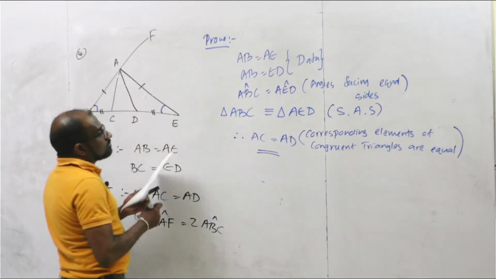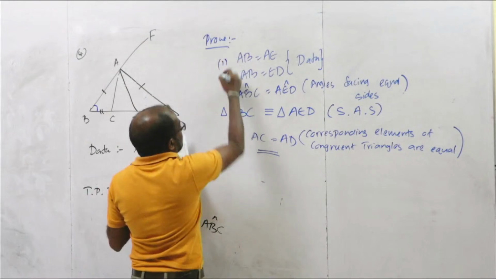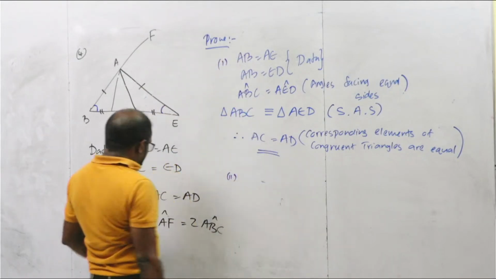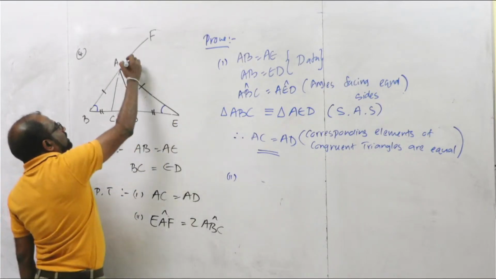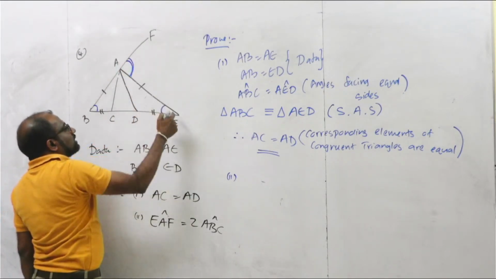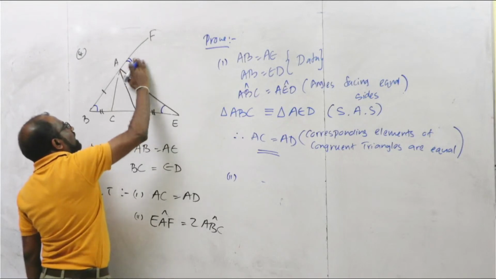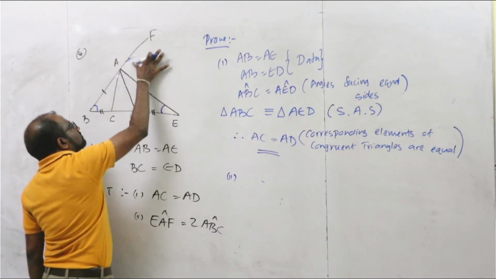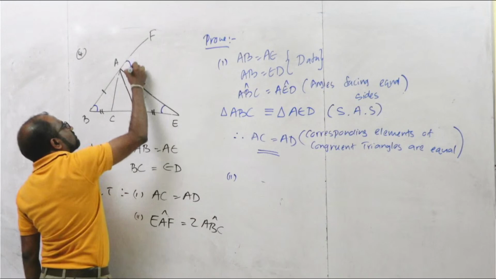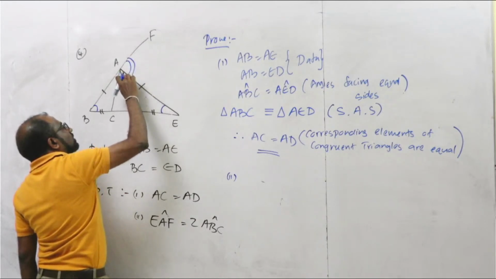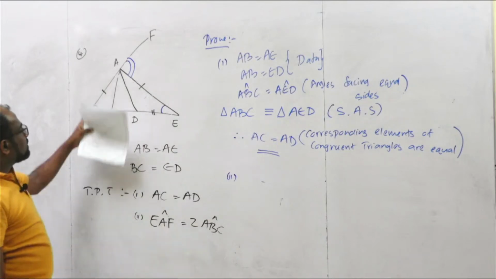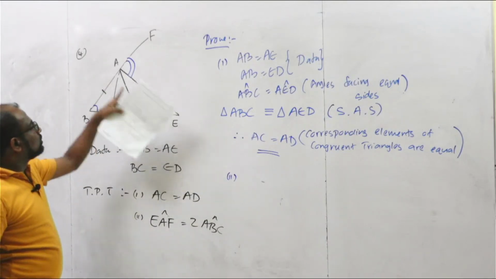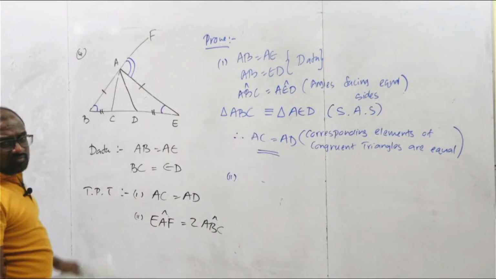Second one you have to prove: EAF, this particular angle. EAF equals 2 times ABC. That's very easy.